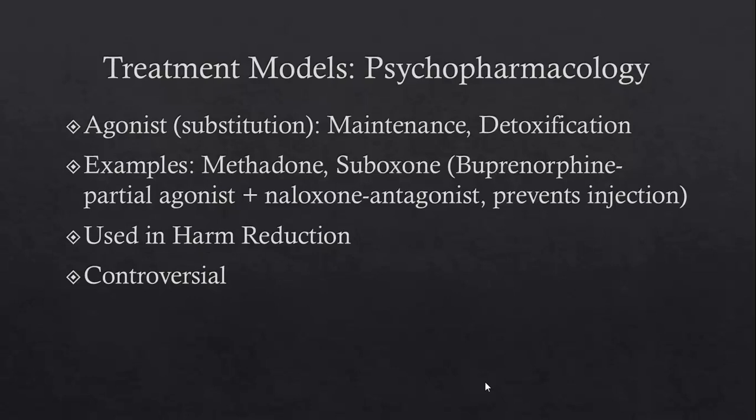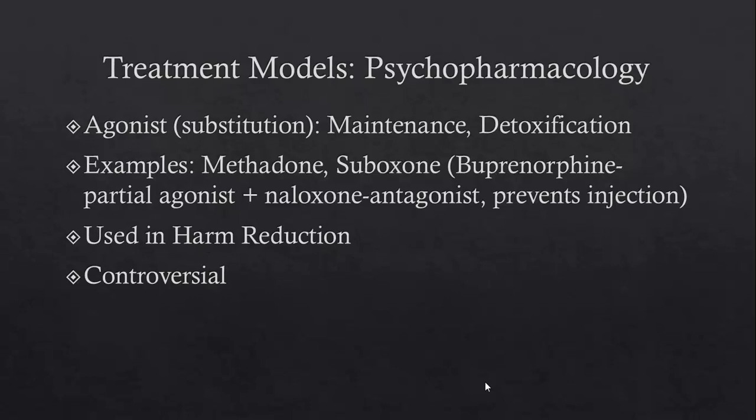And then this drug also has an antagonist in it, naloxone, which means if you take too much of it or if you inject it, it is supposed to keep that drug from getting you high the way that heroin would. So it's got both agonist and antagonist properties.